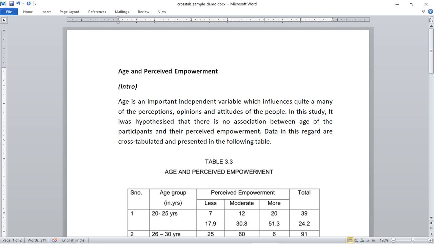Though there also you would mention the table numbers. But here, since this is the third table from the third chapter, this is how the number is given. So table 3.3, then you see that age and perceived empowerment. Table number and table title must be in capitals always, whereas side heading should always be in sentence form. These are all the standard writing rules.